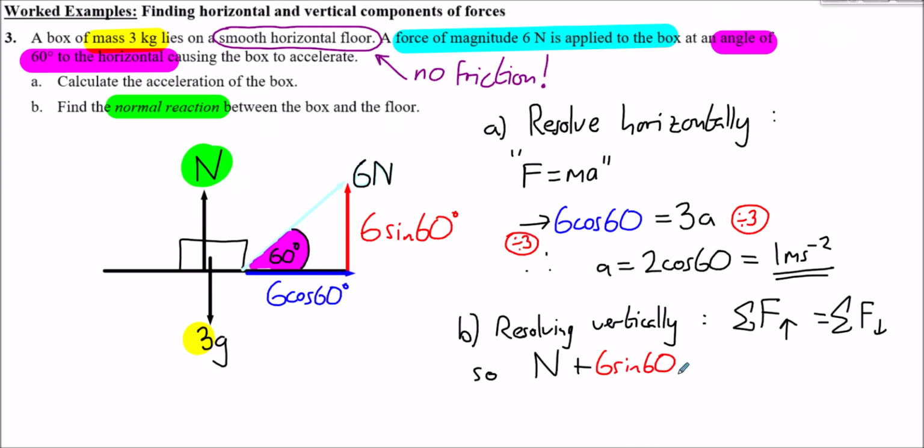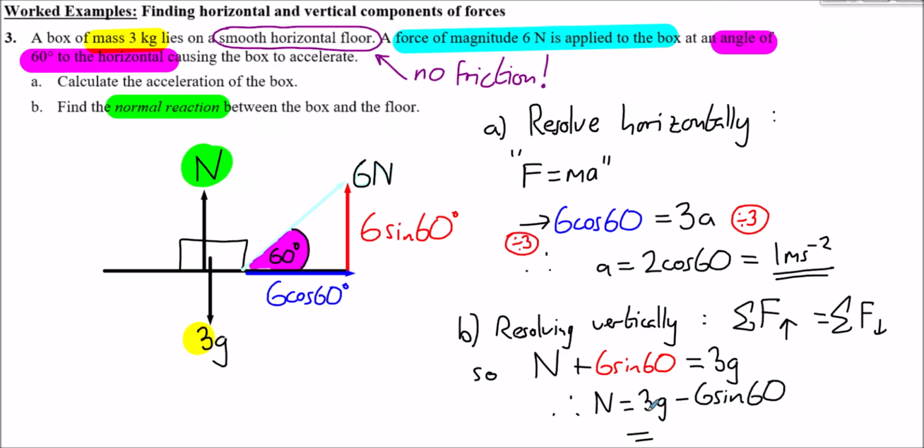The total of the forces going downwards, well, that's just the weight, which is 3g. So therefore, just rearranging this, N is going to be 3g minus 6 sine 60. Hopefully you remember what g is.